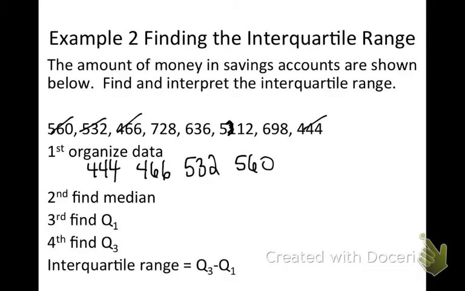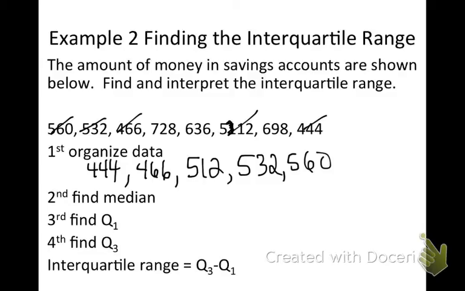So I made a mistake, so I'm going to go back and fix that. So I want my 512, then I want my 532, then I want my 560. I'll put some commas between these so I can tell where I'm at. Then I got 636, 698, and then I have 728. Okay, so I should have started over to the left a little bit more.